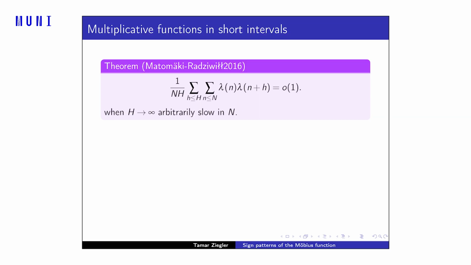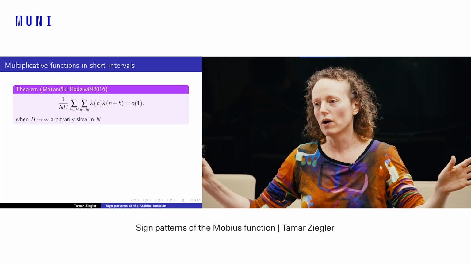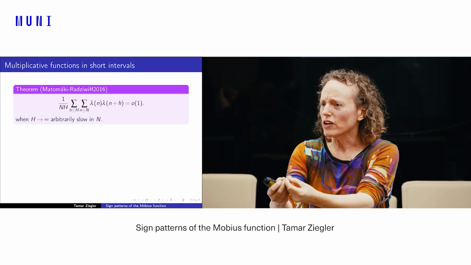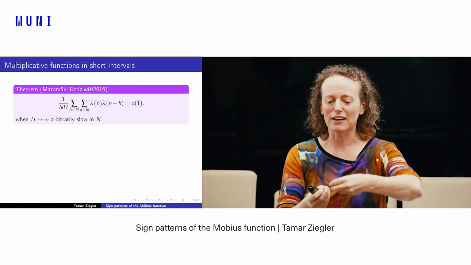Ignore the averaging for a minute. Look at fixed h. If you fix little h, you look at lambda(n) lambda(n plus h), say h was 1. This was just like the twin Chowla case, like the Chowla case when I had lambda(n) lambda(n plus 1). So this we don't know. But suppose we give ourselves a little leverage, like a little rope.